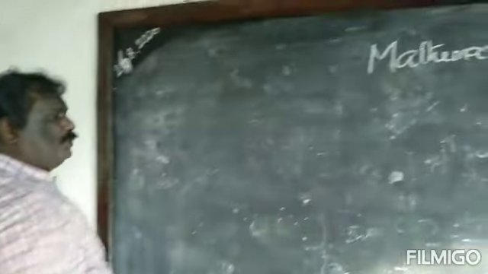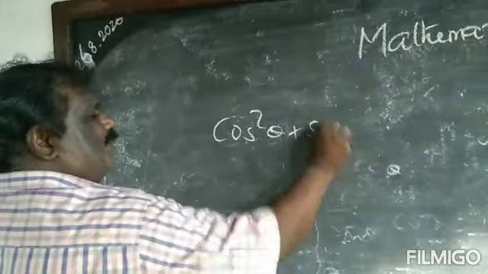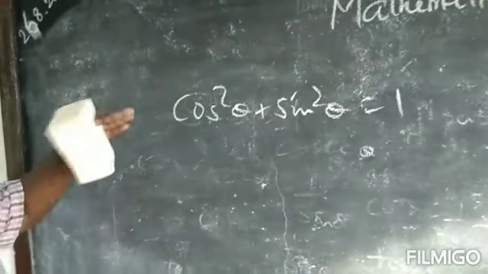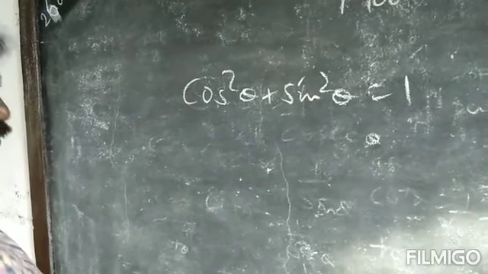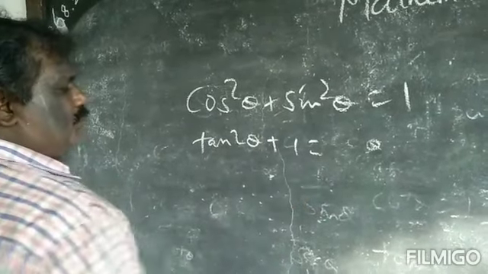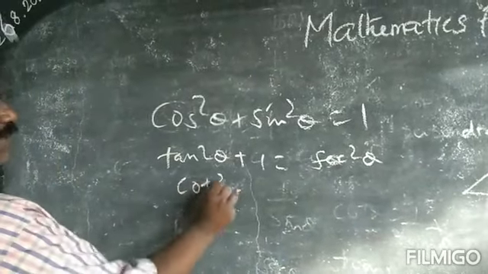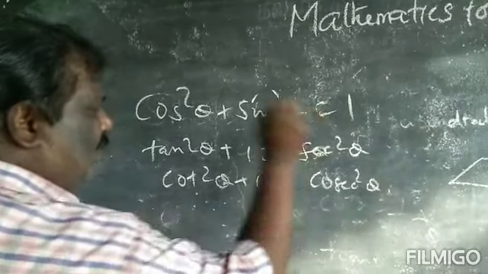So this is concerned with the reciprocal and quotient identities. As far as the Pythagorean identities are concerned, cos square theta plus sin square theta is equal to 1. It comes under the Pythagorean identities. Thereafter, tan square theta plus 1 is equal to secant square theta. Cot square theta plus 1 is equal to cosecant square theta.